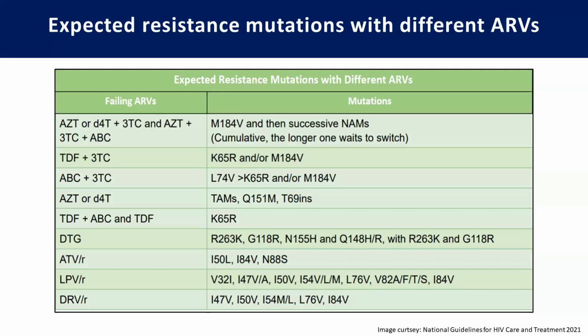And for abacavir with lamivudine, K65R and M184V are common with tenofovir. So these two mutations are the same as for tenofovir, but one mutation is different, that is L74V. Then zidovudine or stavudine: TAMs, Q151M and T69S. Then tenofovir, abacavir and tenofovir: this K65R. For DTG, again, different mutations are there: R263K, G118R and so on. Atazanavir: I50L, I84V, and so on. Lopinavir, ritonavir, again different sets of mutations. And darunavir, ritonavir, there are different sets of mutations.